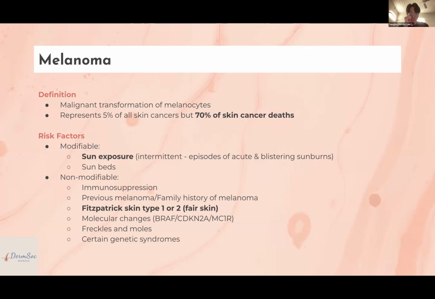But other risk factors like immunosuppression, previous history, fair skin types all apply the same. And obviously, if you've got a lot of freckles and moles to start with, then there's a greater chance that those can transform malignant.